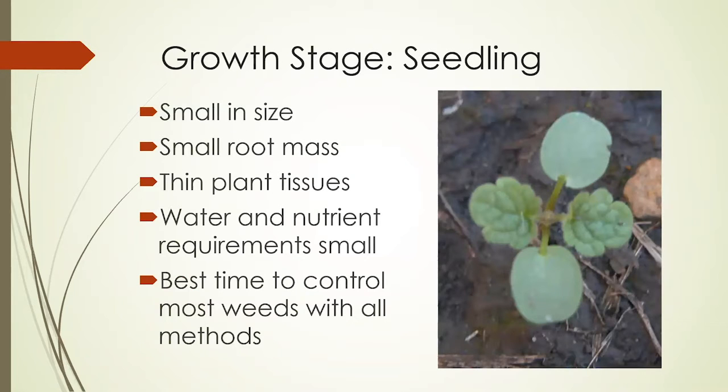So at the seedling growth stage, the plants are really small in size. They don't have a big root mass. They have really thin, tender little tissues. They don't use a lot of water and nutrients. And this is the best time to control almost every weed with just about every method. Oh, and this seedling shown is a purple dead nettle.